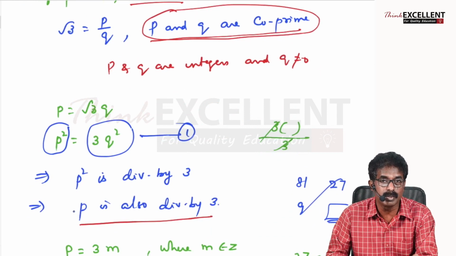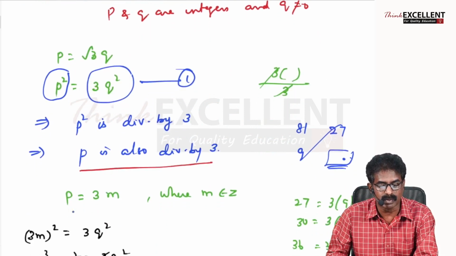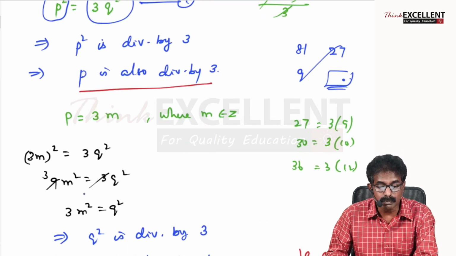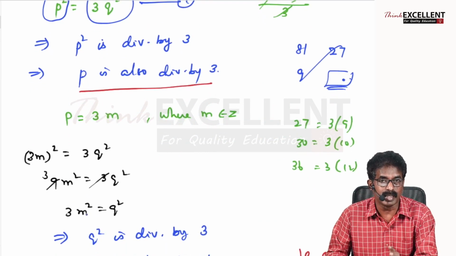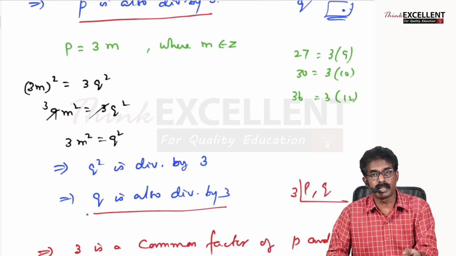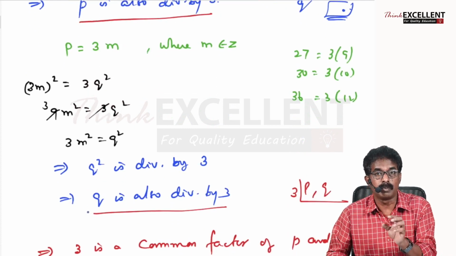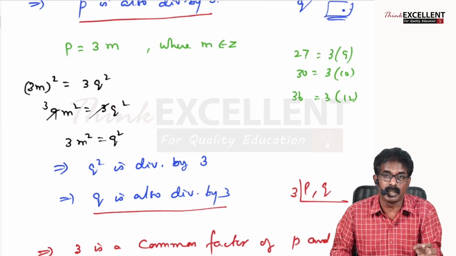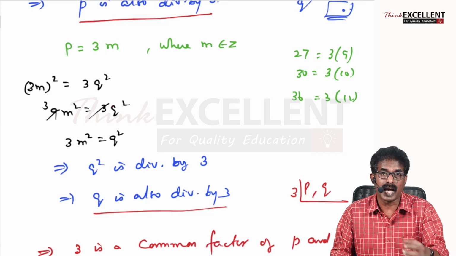P is divisible by 3 means P can be written as 3 into some integer, 3 into m. Substitute in the first equation. So 3m square. 3 into something is divisible by 3. So Q square is divisible by 3. Q is divisible by 3. Now P is divisible by 3. Q is divisible by 3. That means 3 divides both the numbers. In other words, you can say 3 is a factor of P and Q.